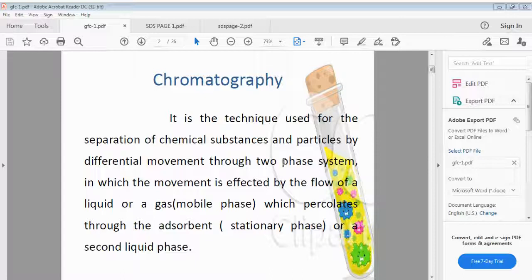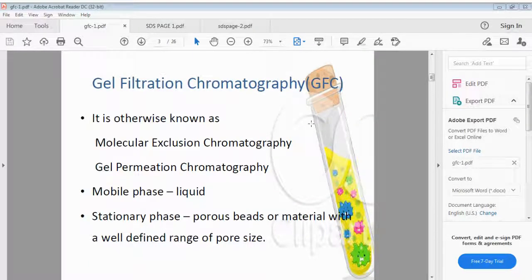So today what we are going to see is about gel filtration chromatography. As the name implies, you can understand that it is a gel. What is a gel? You would have come across a lot of gels in the food you eat. It is a semi-solid, soft. You would have eaten jelly or gel-like food substances. It is very soft.